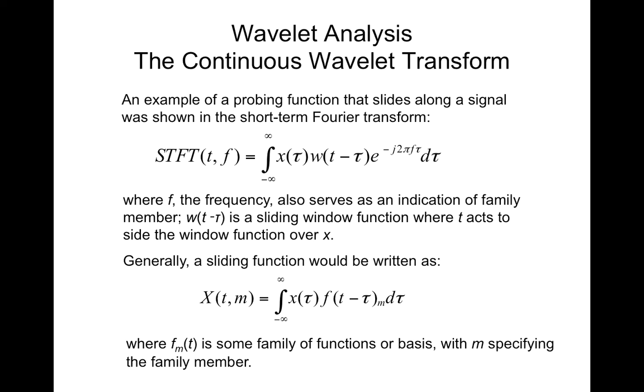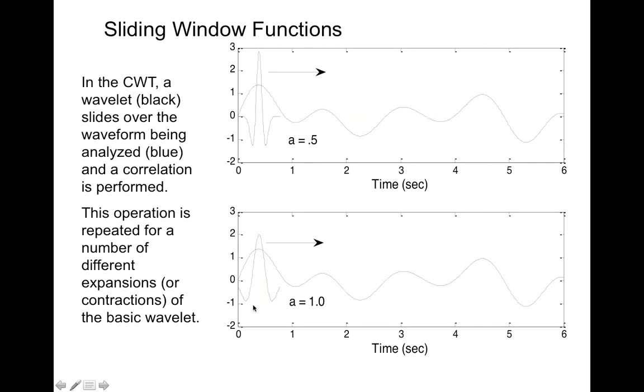So if we wanted to generalize that, instead of this Fourier basis function with a sliding window, we basically could combine all of this into a single f_m of t minus tau, where f_m of t minus tau is a family of functions, and the subscript m indicates which family member is present. And if we do that, then we would get out a transformed x of tau that's a function of both m, the family number, as well as t, time.